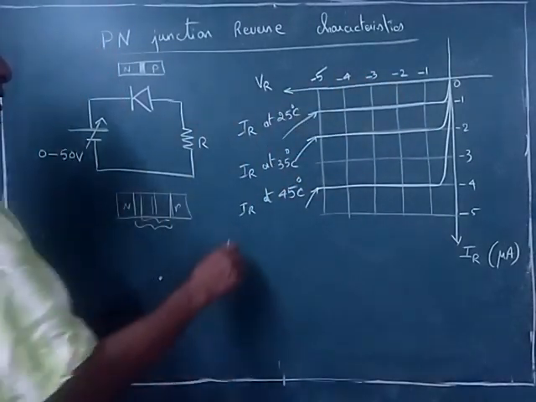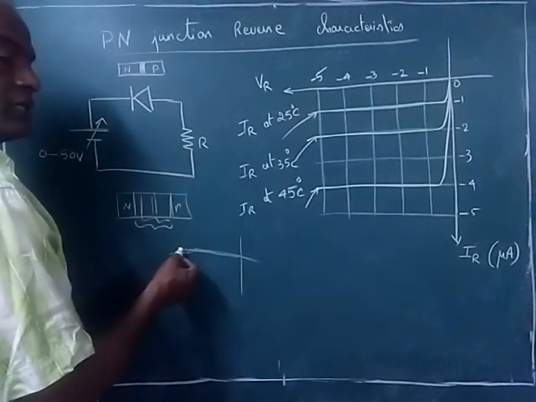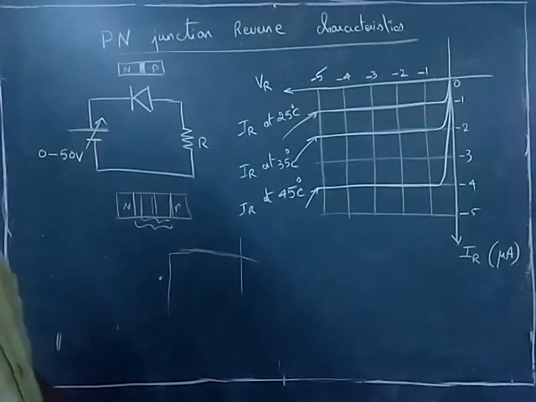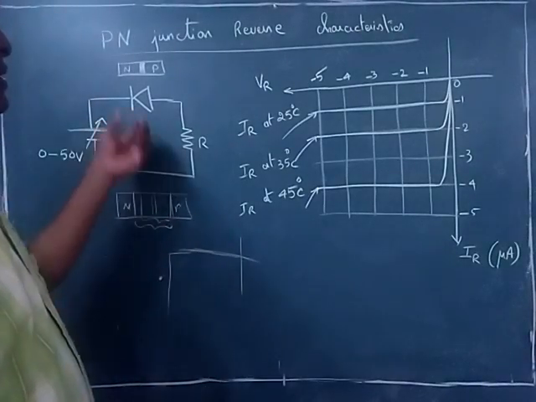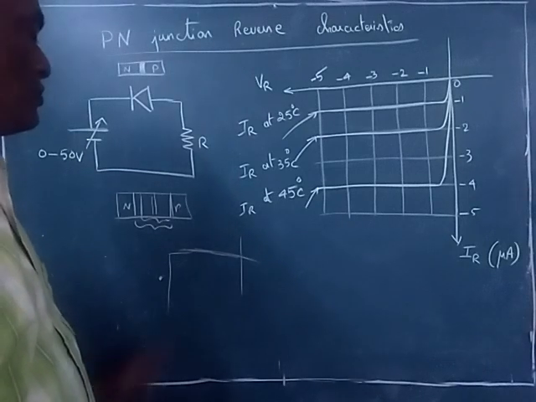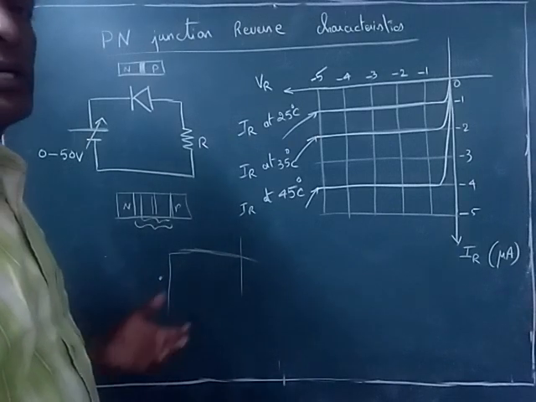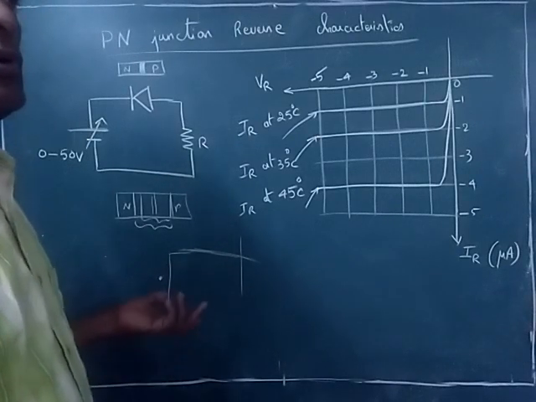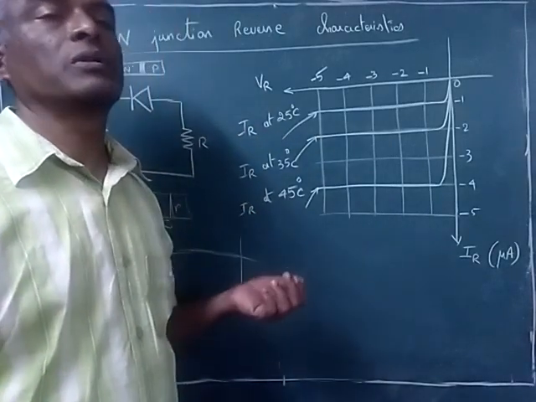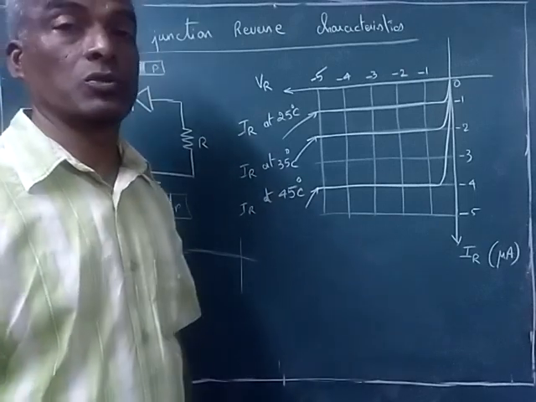At one point, say minus 60 or minus 70 volts, the diode breaks down, and the device will be permanently damaged. So generally we should not operate a diode in reverse bias, but we should know what happens if the diode is reverse biased, and what is the maximum reverse voltage we can apply so that the diode is safe. All these things we must know.